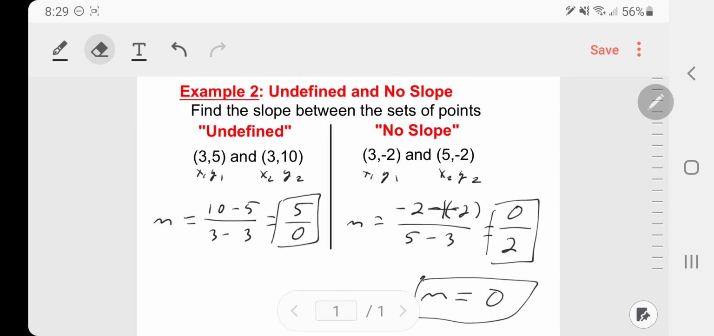So again, two different examples here to get very familiar with. You need to know the difference between an undefined slope, again, where the 0 is in the denominator, or a 0 slope or no slope, which is a 0 in the numerator.